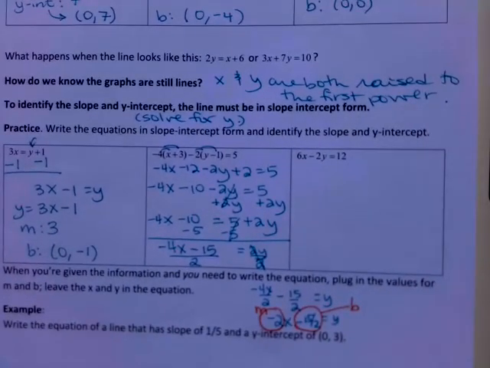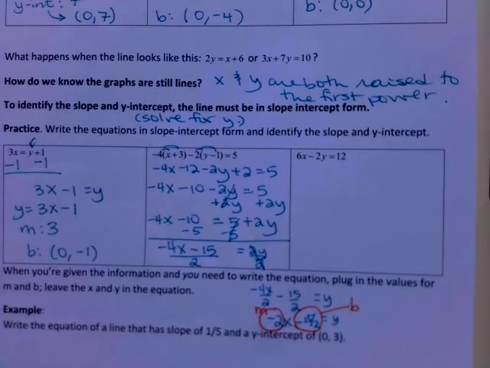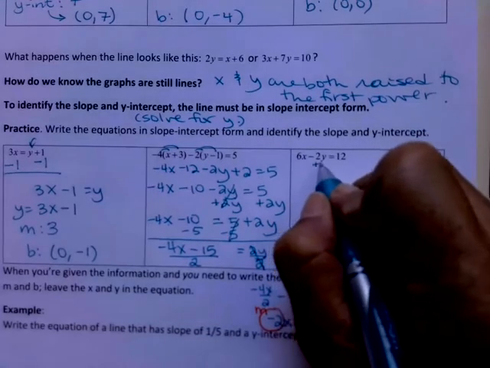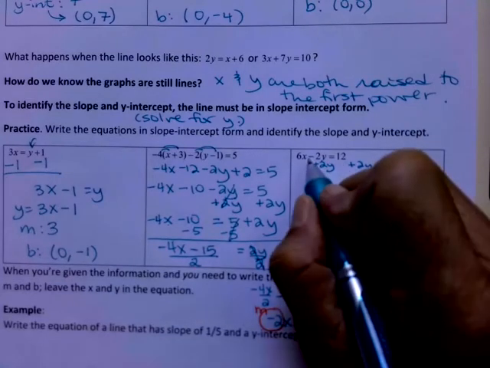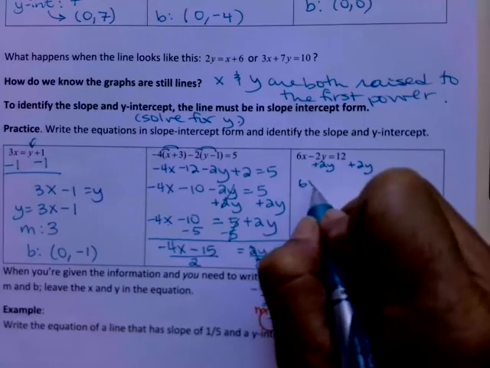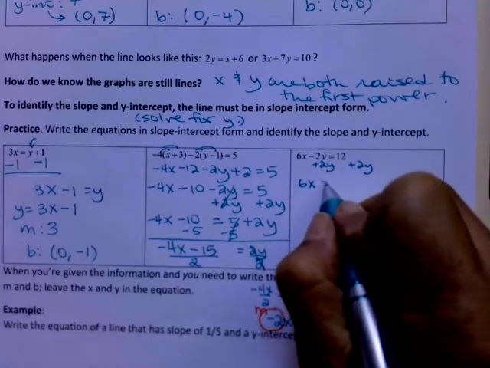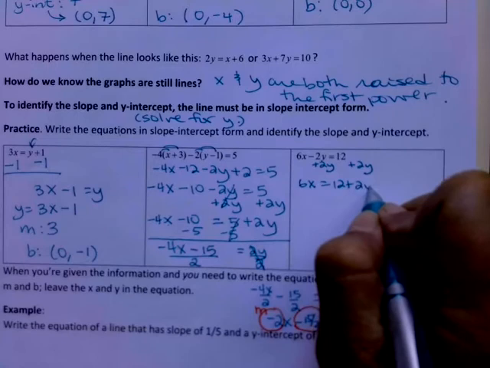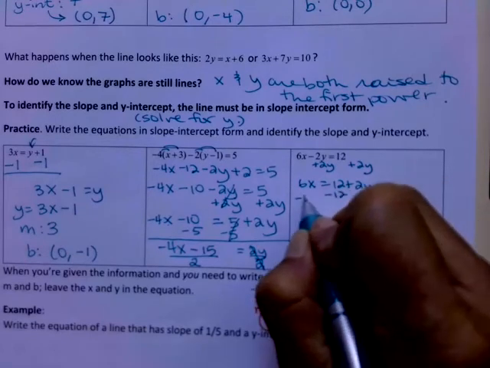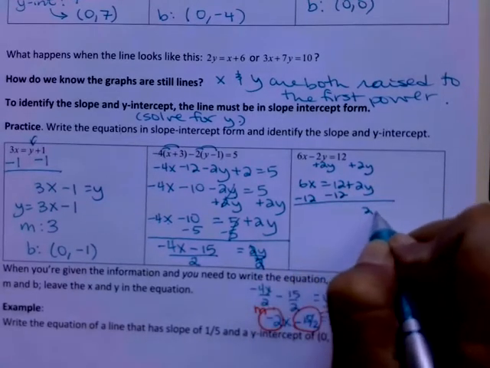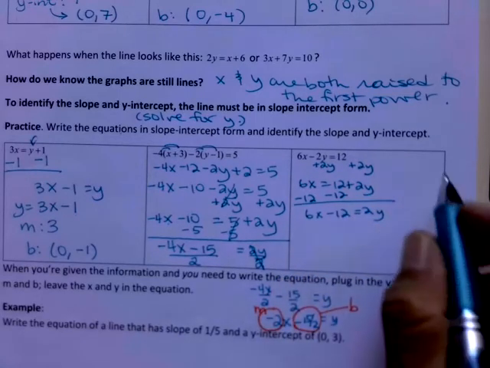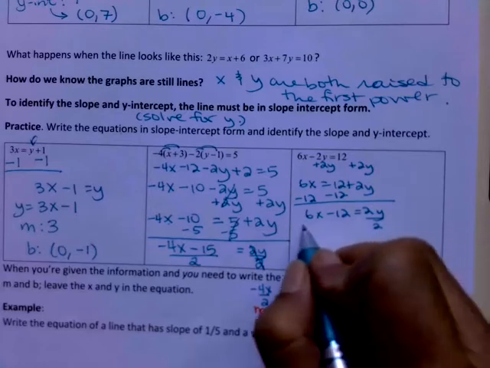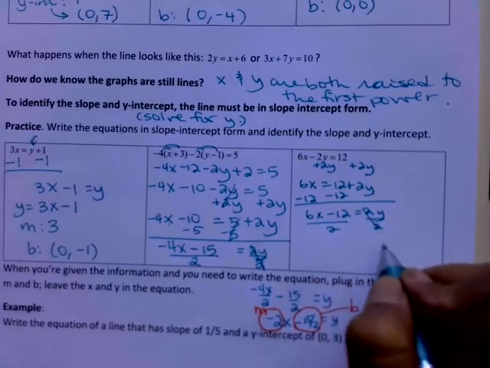So solving for y. Again, just because I don't like the negative coefficients, I would add 2y to both sides, and then subtract 12 from both sides. So 6x equals 12 plus 2y, and then take away the 12 from both sides. 2y equals 6x minus 12. Now we divide both sides by 2.